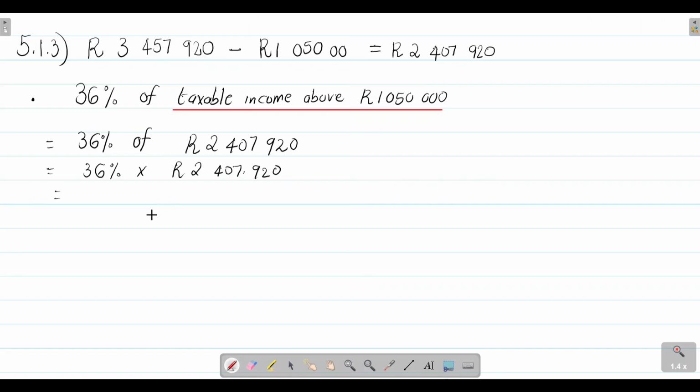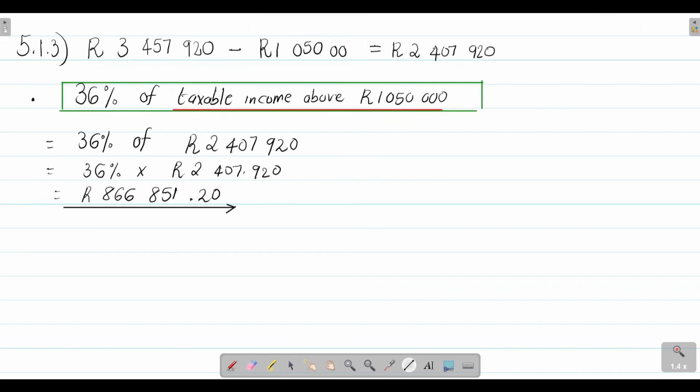above 1,050,000 is equal to 866,851.20 cents. So it's 866,851 rands and 20 cents. Okay, so we have basically calculated now that 36% of the taxable income above 1,050,000. Okay, however, we are not done.